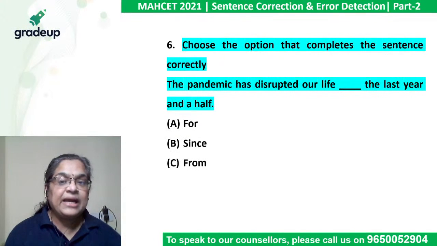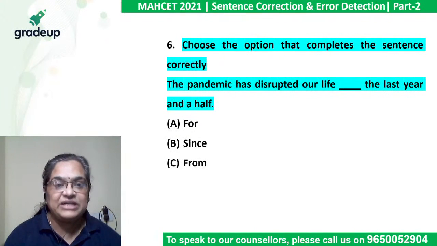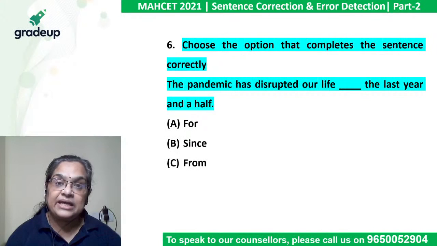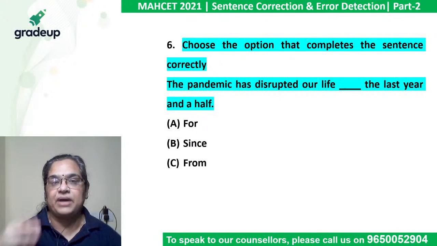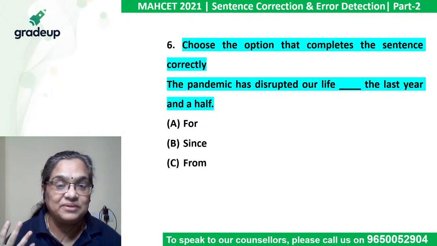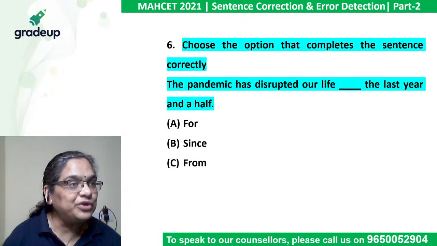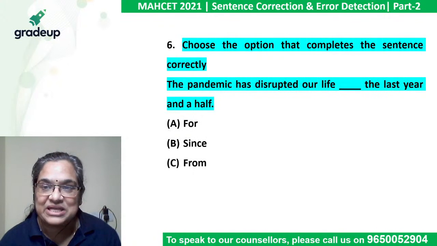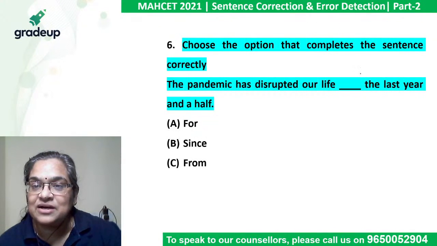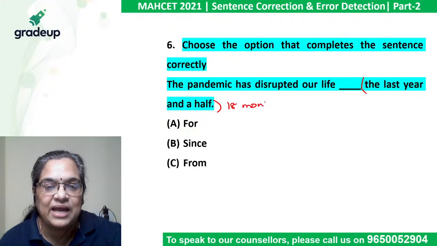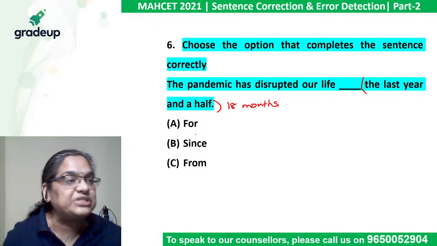The pandemic has disrupted our life, dash the year and the last year and a half. एक साल से भी ऊपर हो गया है, घर से बाहर नहीं निकले. I haven't taken a class in a proper classroom. It's like I'm dying for it. So what would you say? Since the last year and a half, you don't say. The last year and a half is 18 months time period. So what will you say?